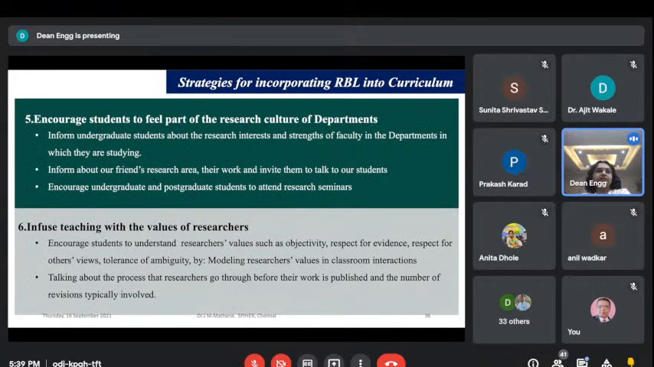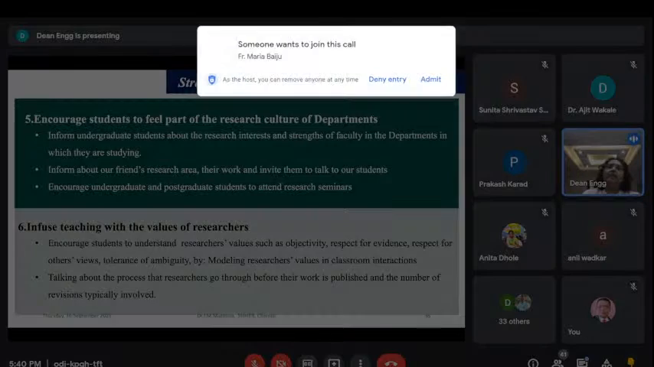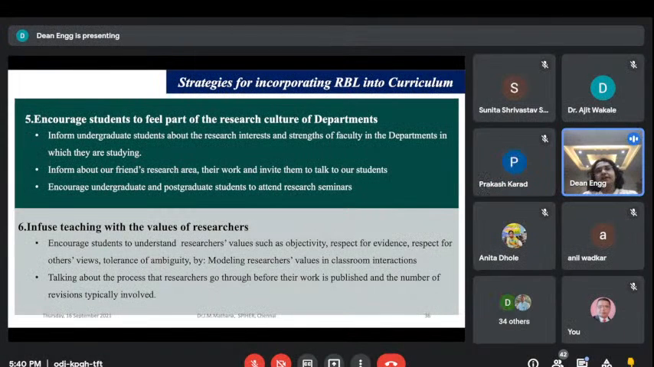And the fifth one is encourage our students to feel part of the research culture of the department. Actually, we have to inform our students. For example, in each department, we may have some 20 to 40 faculty, depending upon the student count, right? So, we should inform the students of the research interests as well as the strengths of the department faculty. That is very important.